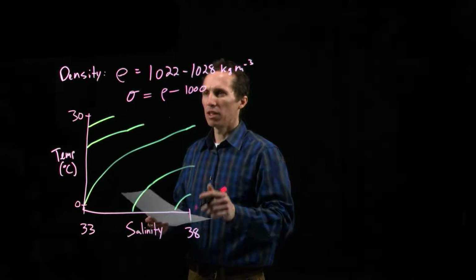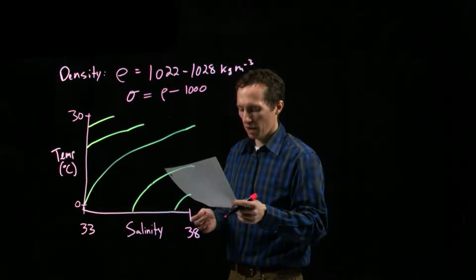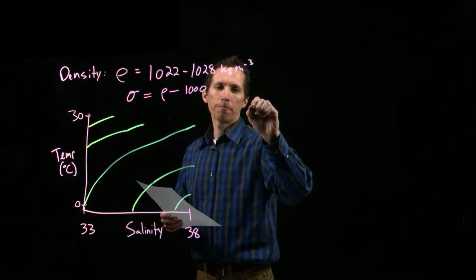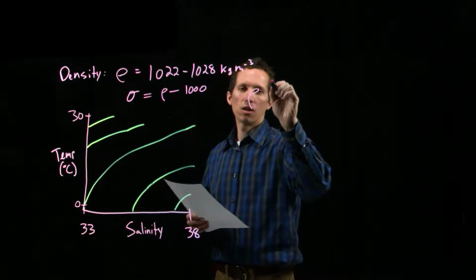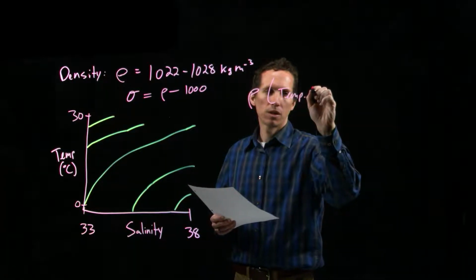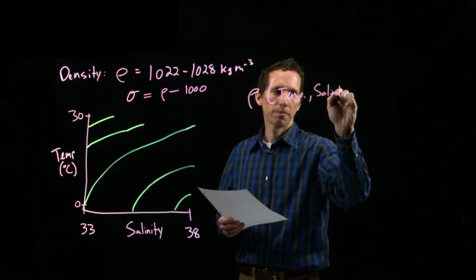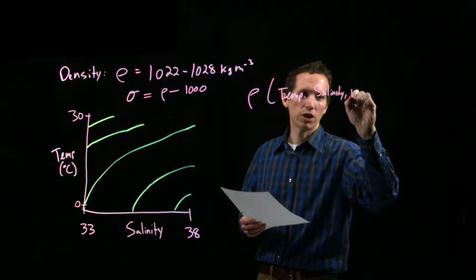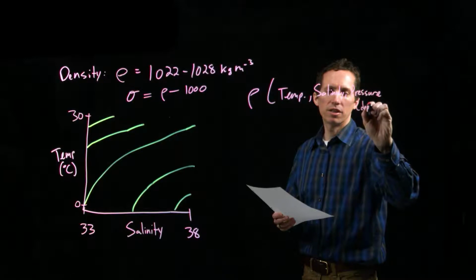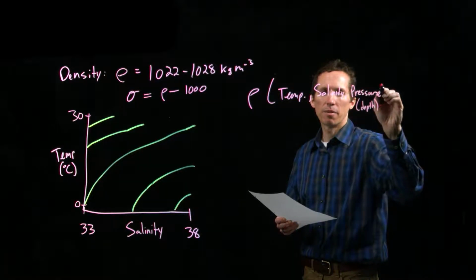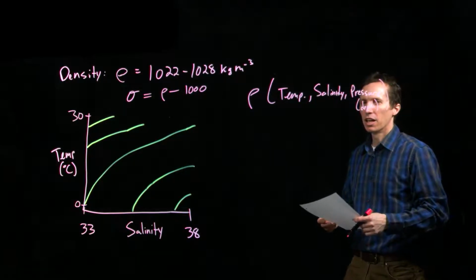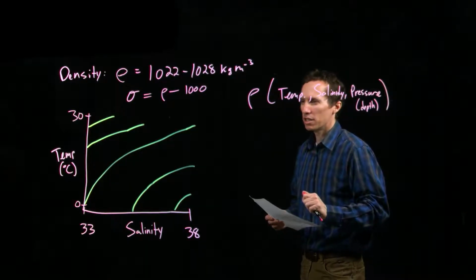And these properties, rho and sigma, are a function of temperature, salinity, and pressure, which is often controlled by depth in the ocean. So these are the main three things that influence that, the temperature and the salinity being the strongest controllers.